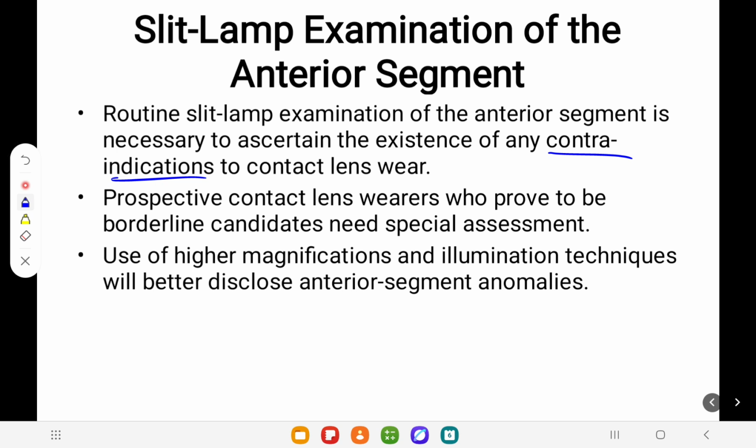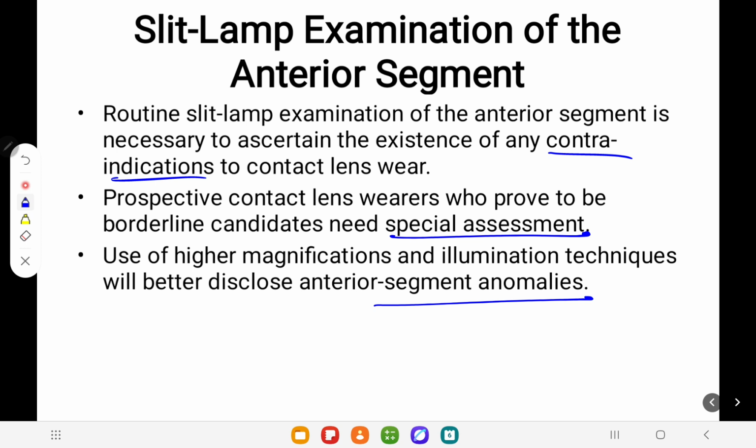Is there anything? And definitely, we want to know other aspects, like, for example, blepharitis, for example, heavy meibomian gland dysfunction, isn't it? Yes. A prospective contact lens wearer who proves to be borderline contraindicated needs special assessment. Special assessment means what? If someone is having blepharitis, if someone is having meibomian gland dysfunction, then we have to be cautious. Yes, use higher magnification and illumination techniques, which will better disclose anterior segment anomalies. It's centrally important.